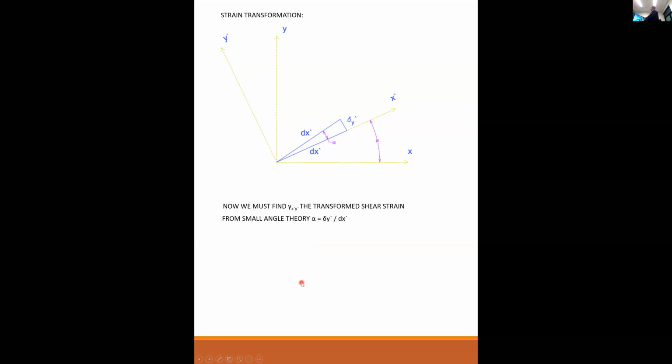So we're going to start from the small angle theory that alpha is equal to delta y prime, the deformation parallel to y prime, over dx prime, the new length of the deformed element along the x prime direction. Delta y prime we get from the three components of epsilon x dx, epsilon y dy, gamma xy dy.